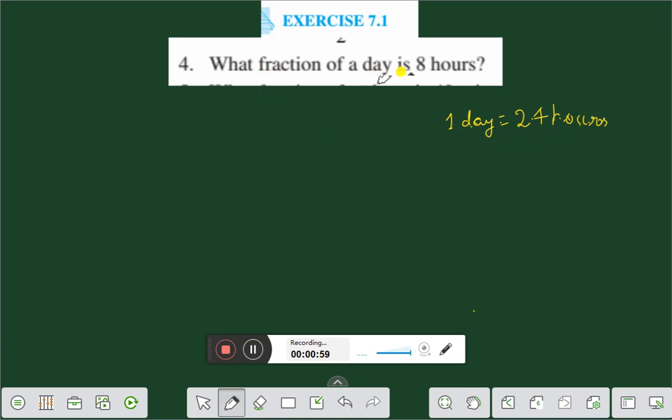Now, what fraction of a day is 8 hours? Therefore, if we find the fraction, then out of 24 hours, how many hours? 8 hours. 8 by 24. Right? If we change into lowest terms, 8 divided by 8 is 1, and 24 divided by 8 is 3. That is 1 by 3 part. Therefore, what fraction of a day is 8 hours? 1 by 3 of a day is 8 hours.